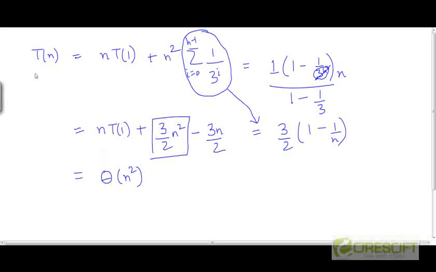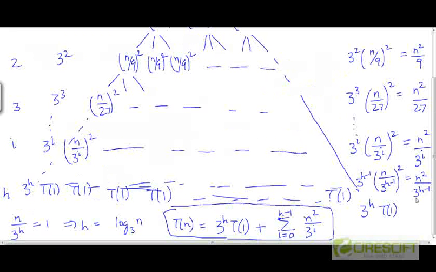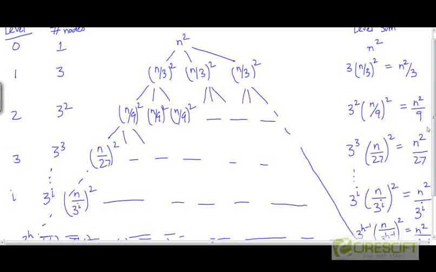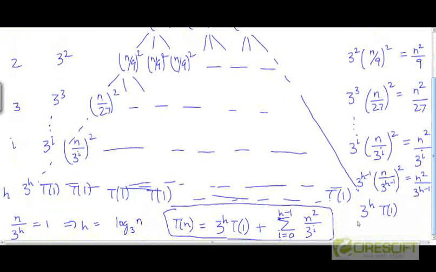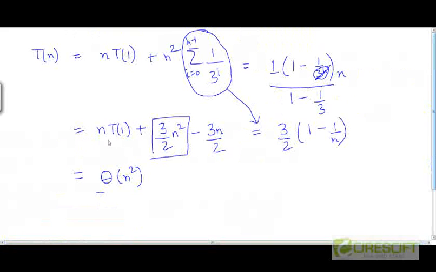So t of n is theta of n squared, which was basically the complexity of the first term of the series. This very last term, 3 to the power h multiplied by t of 1, turned out to be a lower order term, and so we could ignore it. And so, because t of 1 is constant, the dominant term ends up being 3 by 2 n squared, and so we can write t of n as theta of n squared.